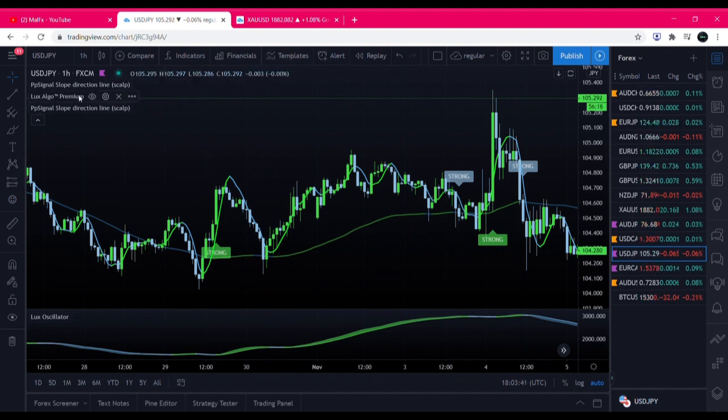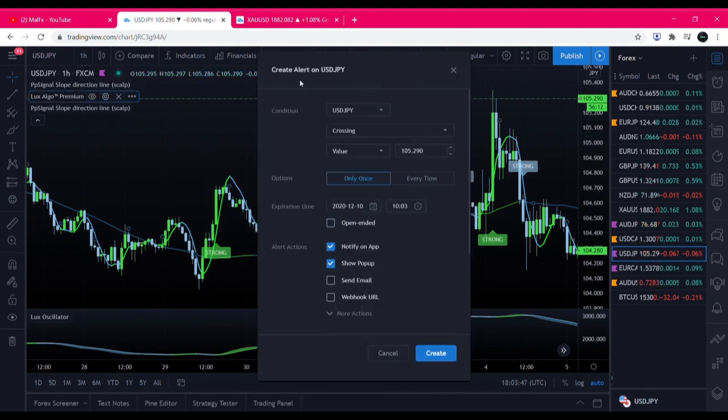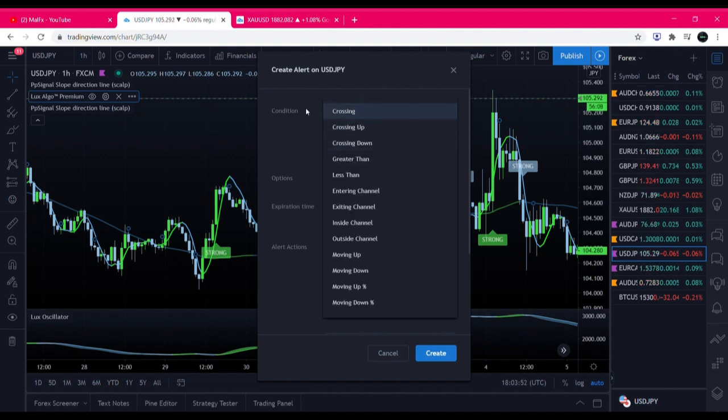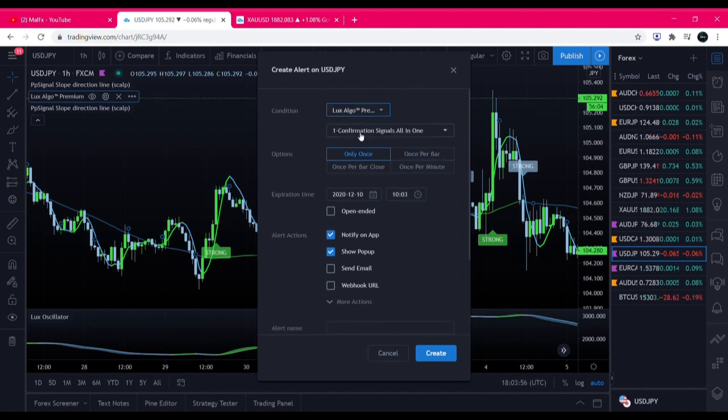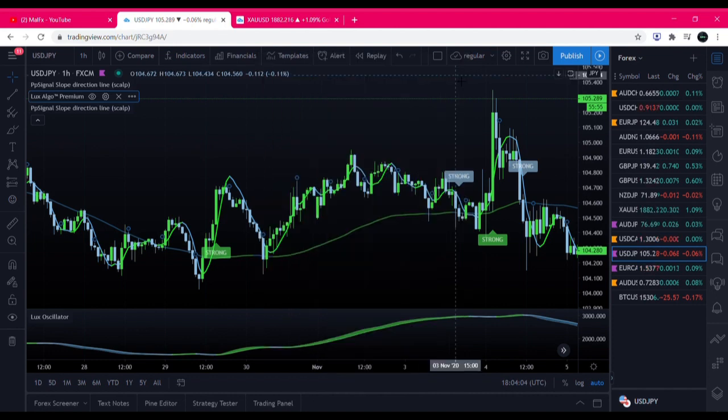I put alerts on the Lux Algo Premium, just this one. I'll go to alerts. Then you go, I think it's right here. Nope, it's right here. Yep, here we go. All you do is leave it like that, confirmation signals all on one, and then once per bar close. That's the only alert. That's the only indicator that has an alert. The other ones don't really need one.